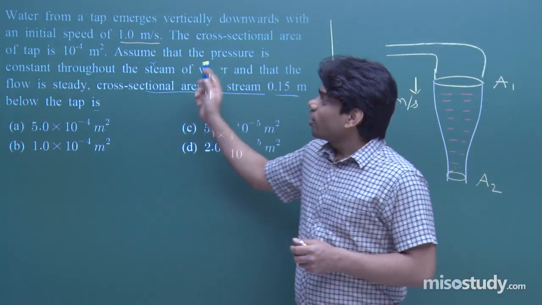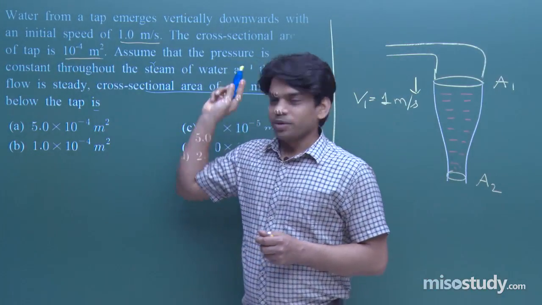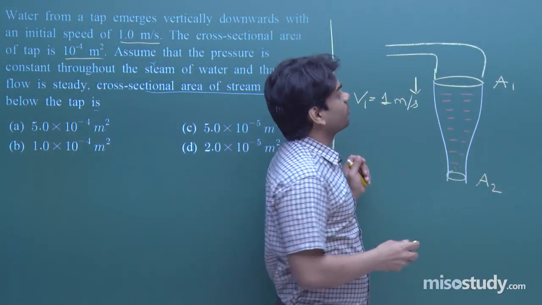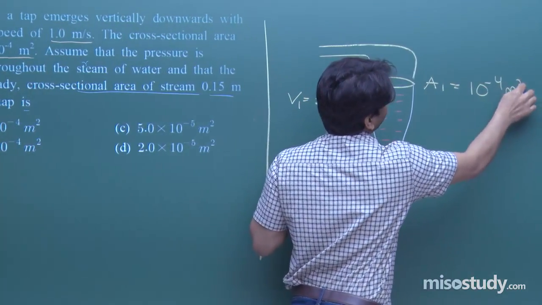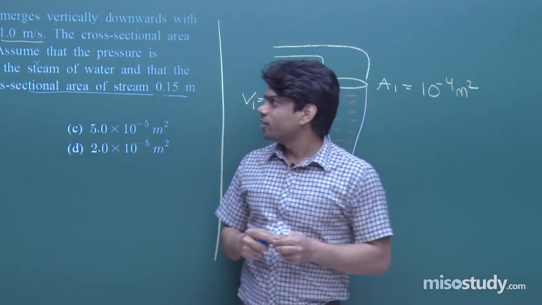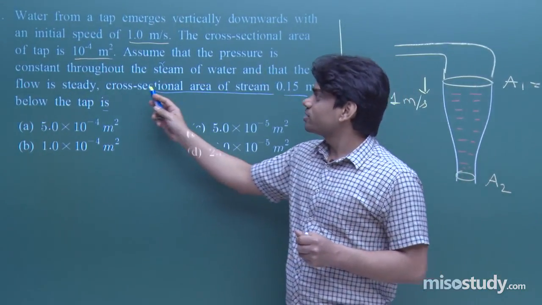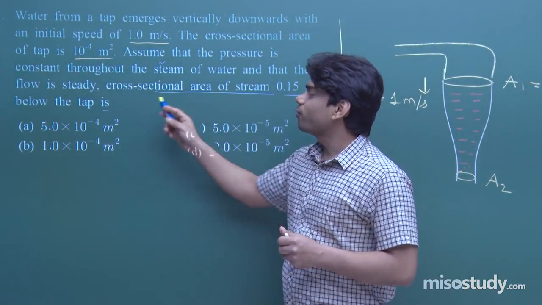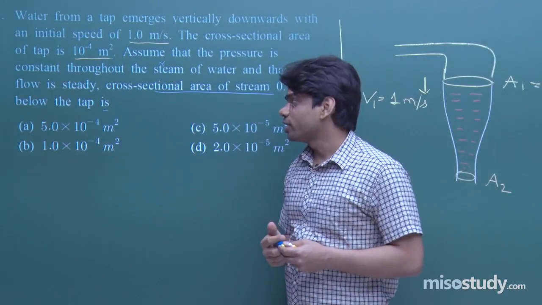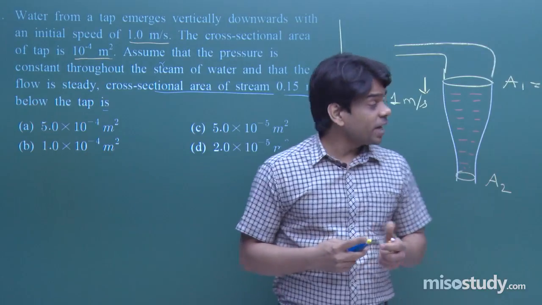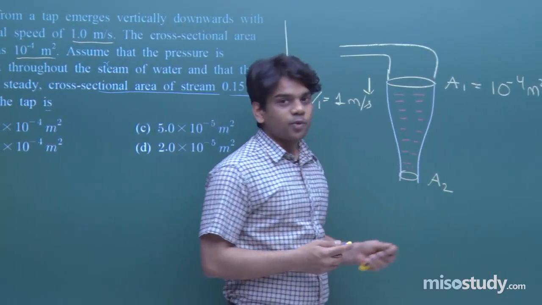The cross-sectional area of the tap is 10 to the power minus 4 square meter. That is A1 that we have made here. This is 10 to the power minus 4 square meter. Next thing, try to see here. Assume that the pressure is constant throughout the stream of water and that the flow is steady. The cross-sectional area of the stream 0.15 meter below the tap is. So we need to find out what is the cross-sectional area at this point.